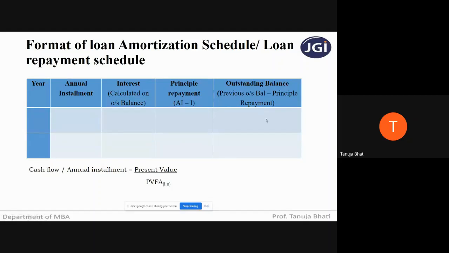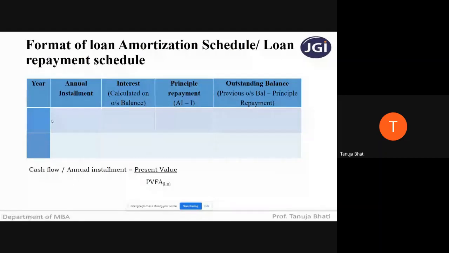This particular table of loan amortization will remain the same for all the problems on loan amortization. This table has totally 5 columns. First is the year. In the year column, you write the number of years for which you have taken a loan. Like I told you, for 5 years, you write 0, 1, 2, 3, 4, 5. For 10 years, you write the number of years from 0 to 10.